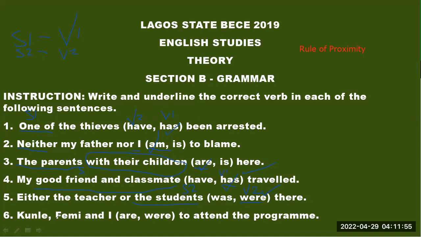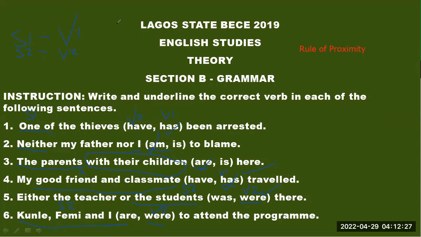Question number 6. Kunle, Femi, and I. Again, when you have this, you have a plural subject. So it is S2 because you have various subjects joined by "and" that gives us a plural subject. That should take a plural verb. The plural verb here is "are".